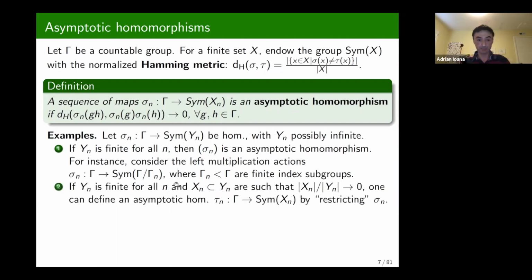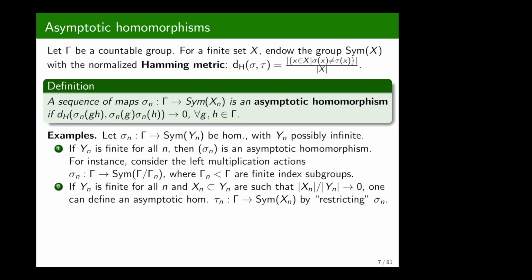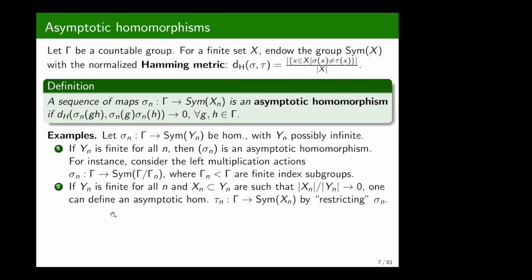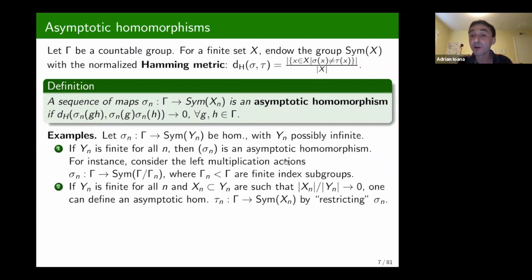So now there's another construction of asymptotic homomorphisms that are not homomorphisms. And this, I think Oren already explained last time. So here's what you do. You start again with a sequence of homomorphisms, and you assume that all the Yn are finite. And now what you can do is take subsets Xn of Yn that, as n goes to infinity, have roughly the same cardinality as Yn. So you're removing a smaller and smaller proportion of the points of Yn. So if you do that, then you can define an asymptotic homomorphism of gamma to the symmetric group of the smaller set by restricting sigma n. Sorry, it's Xn over Yn converges to 1? 1, yes. That was a typo, thank you. Yeah, I want Xn over Yn to go to 1.